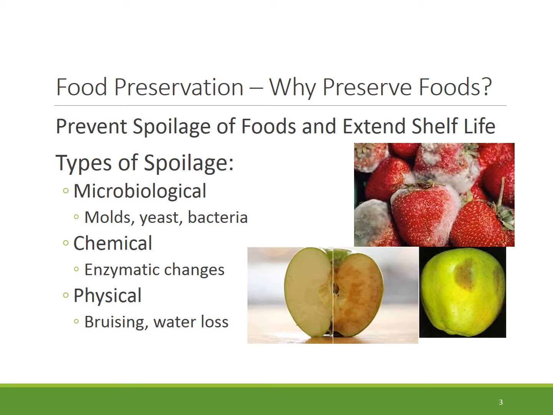There are three main types of spoilage that can occur in food. These can be microbiological, consisting of molds, yeast, and bacteria; chemical, which is primarily enzymatic. A good example here is the browning of an apple. Once you cut it, it goes through enzymatic changes. And finally, physical changes, which could include water loss over time or bruising, which may occur during harvest. For the purpose of this webinar, we are primarily discussing microbiological and to a lesser extent chemical because some of the methods we will discuss will inactivate enzymes.